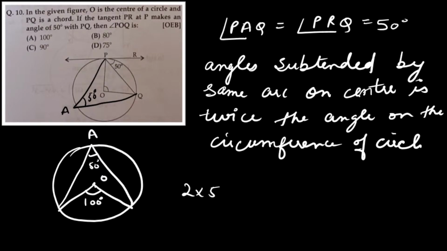2 into 50, we got the value as 100 degrees, because both the angles are subtended by the same arc PQ. Both the angles are subtended by the same arc, so that's why this property holds. Yes, 100 degrees is the correct answer.